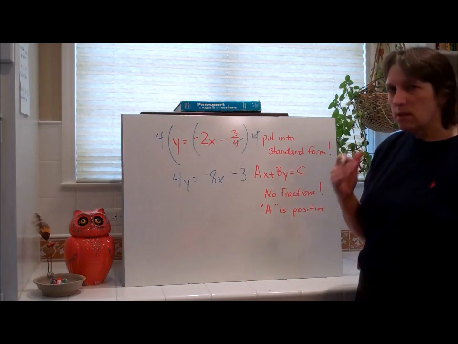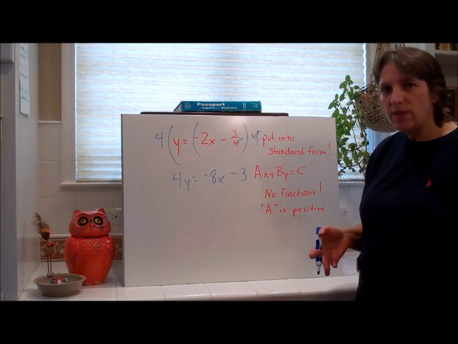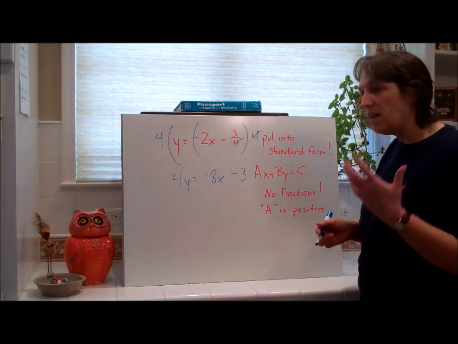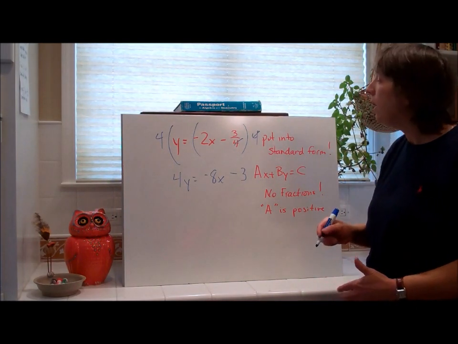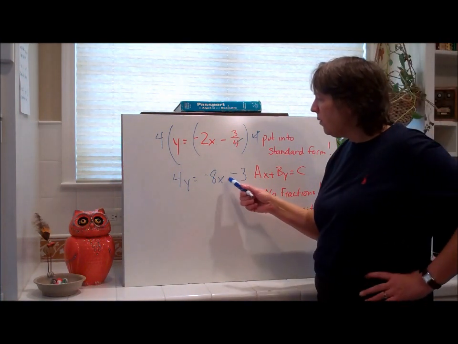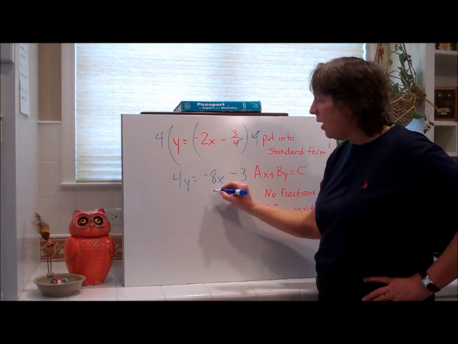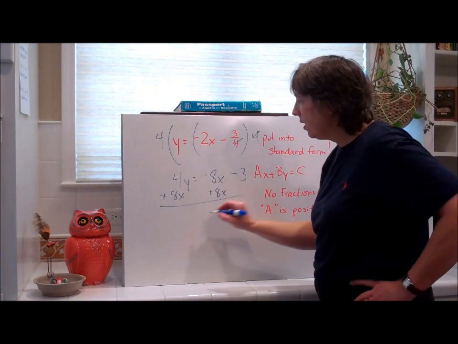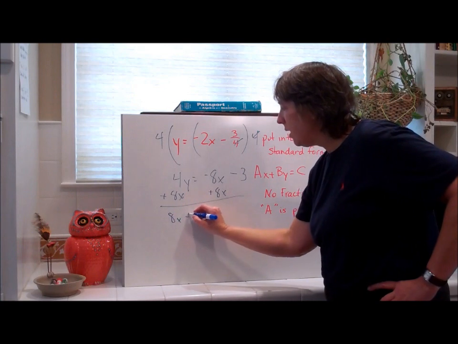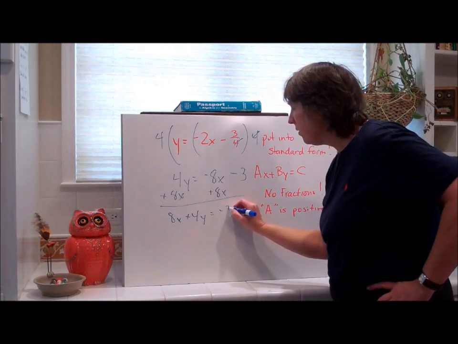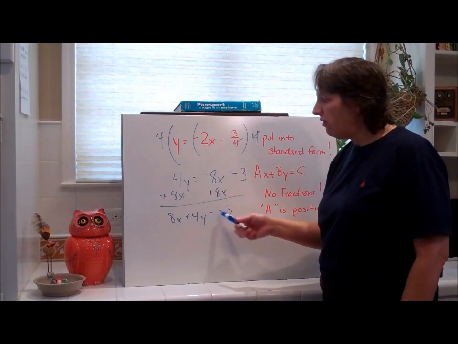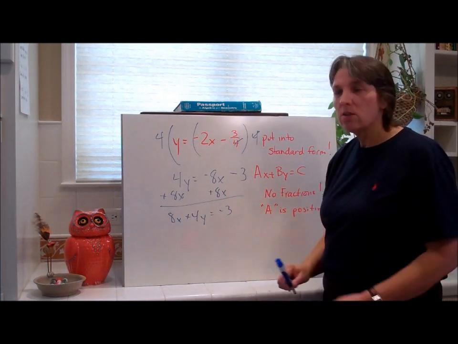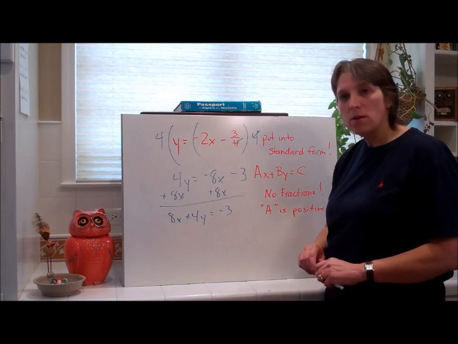I need the x with the y on the left side, as you read it, ax plus by equals c, not c equals ax plus by. And I can see, well, this is a -8x, so I'm going to add 8x to both sides. And I get 8x plus 4y equals -3. I check, are there any fractions? No. Is a positive, the coefficient of x? Yes. Okay, so I'm all set.